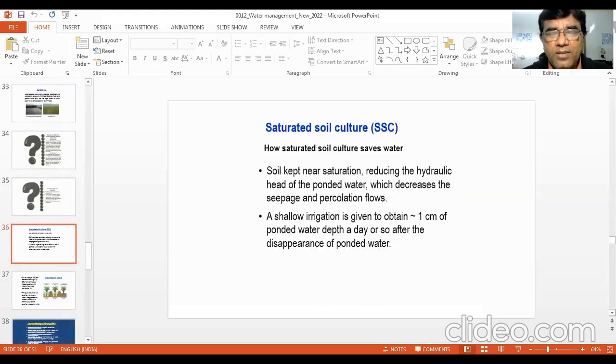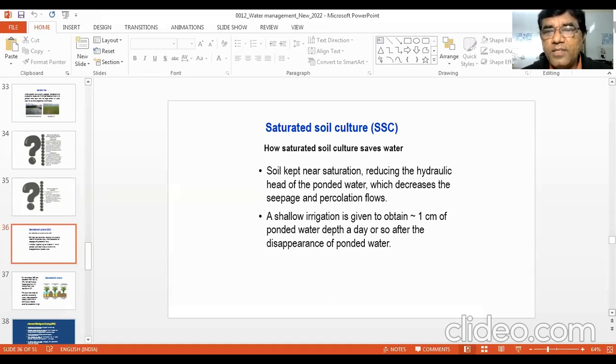Another kind of rice culture is saturated soil culture, a kind of SRI. How does saturated soil culture save water? Soil is kept near saturation. If your soil is kept near saturation, you do not apply extra water. So it reduces the hydraulic head of the ponded water. The more the depth of standing water, the higher the pressure of the hydraulic head. The lower the depth, the lower the pressure. So it decreases the seepage and percolation flows. If you have more height of water, more weight of water, percolation and seepage are more.